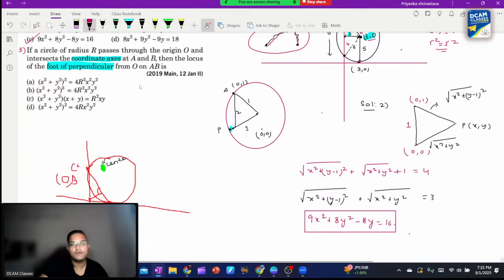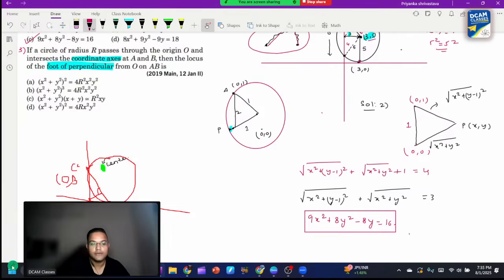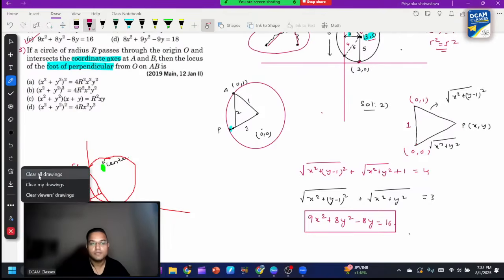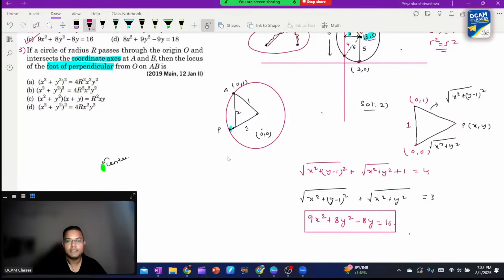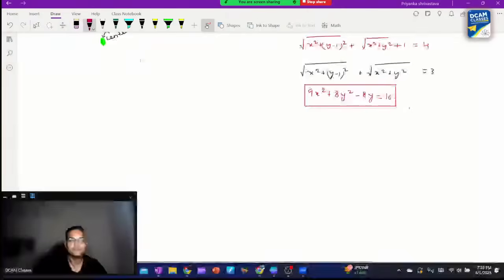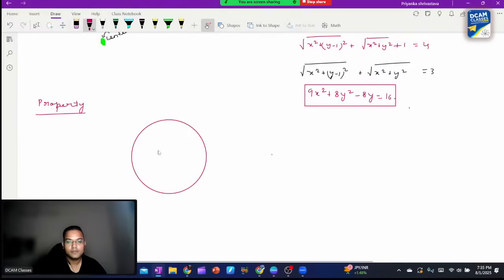The third question is a better one, because it demands one thing that I haven't told you, but you must know from your lower classes. Let me repeat the property. There is a property in circles: whenever you have a circle, 2 points are the ends of the diameter. Suppose this is A, this is B.